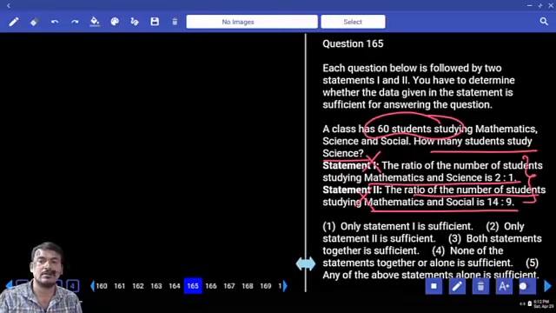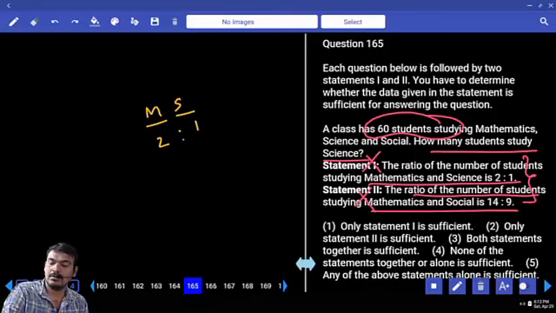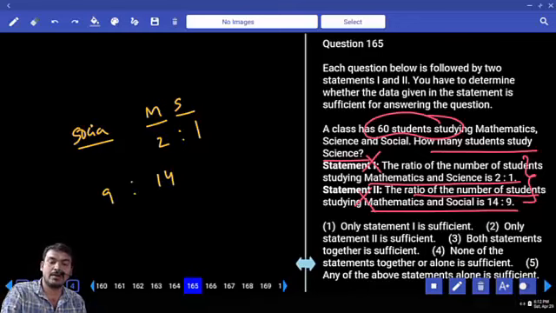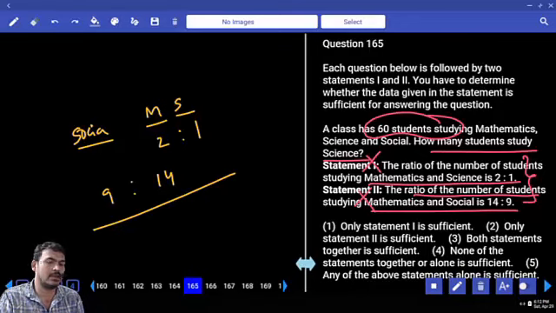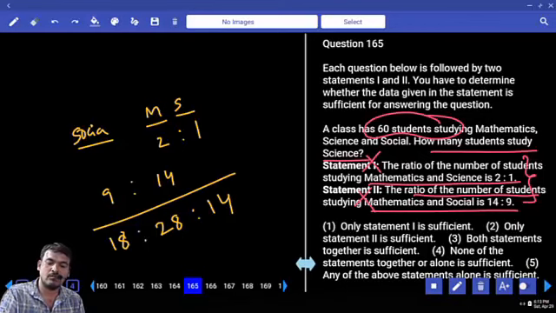By using both the statements, yes or no? Maths and science ratio in the first one is 2:1. Second one, maths and social. Social is how many parts? 9 parts. Maths is how many parts? 14 parts. Sir, simplify these two ratios. We get a 3 terms ratio or only one? 3 terms. 9 to 18, 14 to 28, 14 to 14. That is 3 subjects or only one subject? 3 subjects. Individually not possible, but together we get the answer.